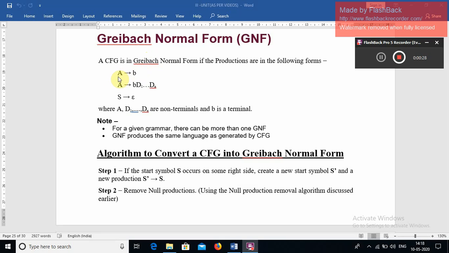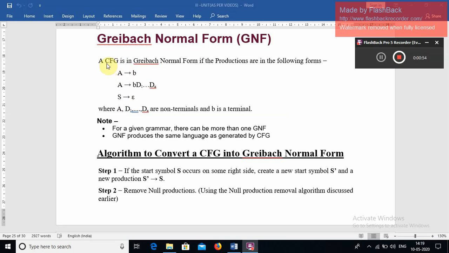format, that is A to b. A to b means non-terminal to terminal. A to b D1 and so on to Dn, which means a non-terminal to terminal with any number of non-terminals, and S to epsilon. S means starting symbol to epsilon. Okay, so these are the Greibach normal form production rules of format.